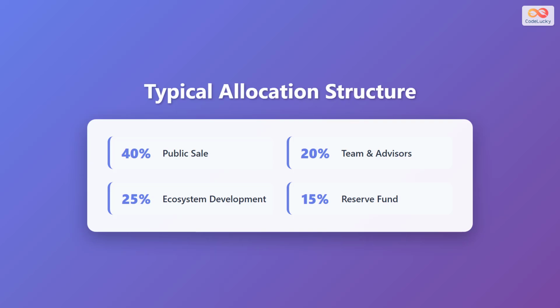A typical token allocation structure might look like this. 40% goes to public sale, making tokens available to general investors. 20% is reserved for the team and advisors who build and guide the project. 25% supports ecosystem development, funding partnerships, marketing, and platform growth. The remaining 15% forms a reserve fund for future needs and emergencies.